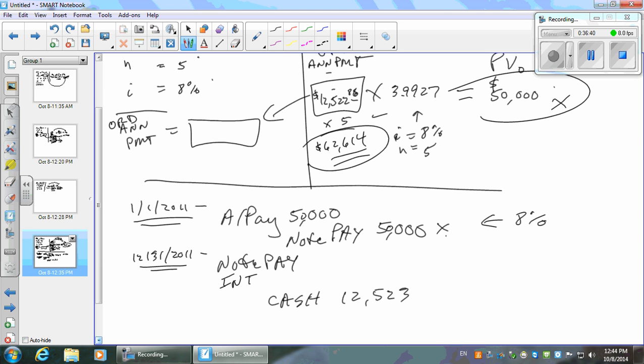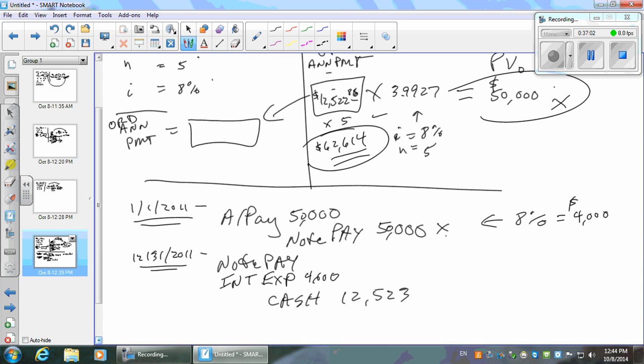This is a tough one. This part's tough. The rest of it, this problem was easy, but this gets hard. Interest expense, I need to know how much it is. That's the debit, huh? How much? It's 50,000 times 8% for the first year, isn't it? That's $4,000. Everybody agree? The first year is $4,000. Okay? Interest expense is $4,000.